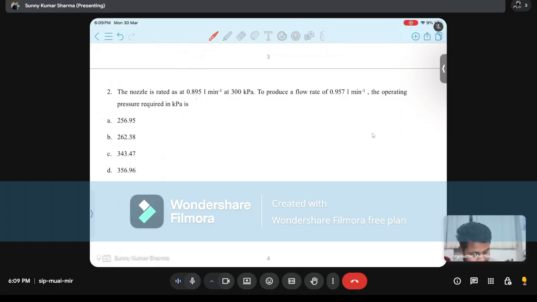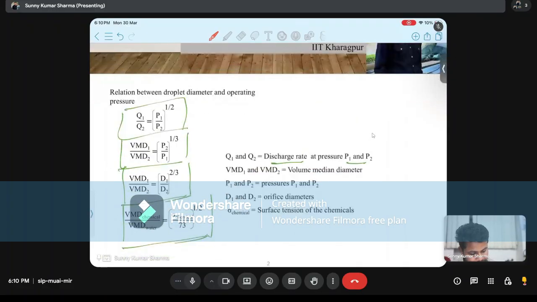The next question is: the nozzle is rated as 0.895 liter per minute at 300 kilopascal. To produce a flow rate of 0.957 liter per minute, the operating pressure required in kilopascal is? So the nozzle is rated at this pressure and this discharge. This is Q1 and P1, and to produce this flow rate, this is Q2, and we need to find P2. So you need to know the relationship between pressure and discharge.